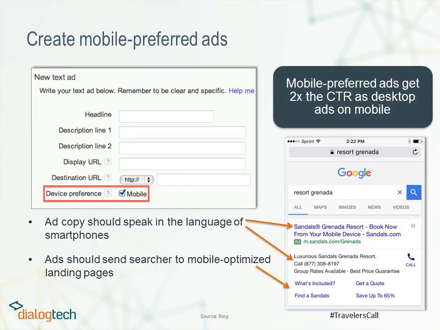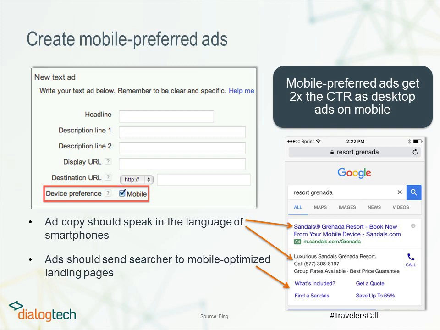Another way, of course, is to create mobile preferred ads. It's a simple click of a button, but Bing has some research that shows that mobile preferred ads get twice the click-through rate as desktop ads that are shown on smartphones or mobile devices. It's obvious now, especially in the travel and hospitality industry, that smartphones are the device of choice for research. So make sure you optimize your ads for smartphones.